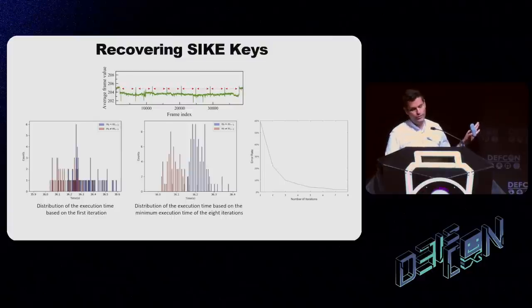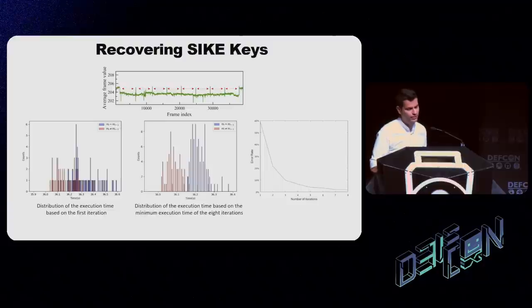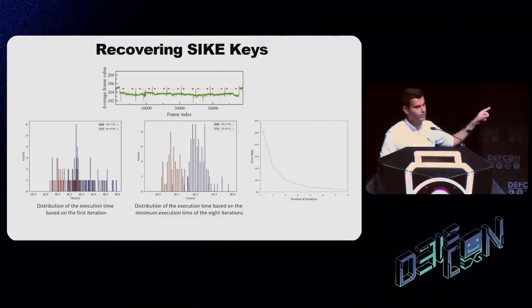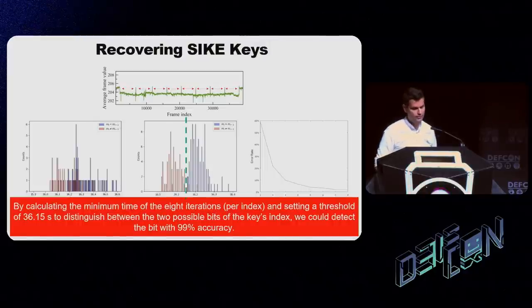However, when you use instead the distribution of the execution time based on the minimum execution time among these 8 iterations, what you're seeing in the middle is that you can actually set a threshold that will allow you to distinguish between the two possible bits of the key index with very high accuracy, okay? 99% accuracy. Now, 99% accuracy is good. It's not excellent, okay? It's not error prone.